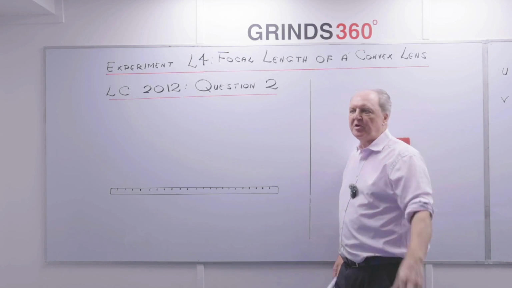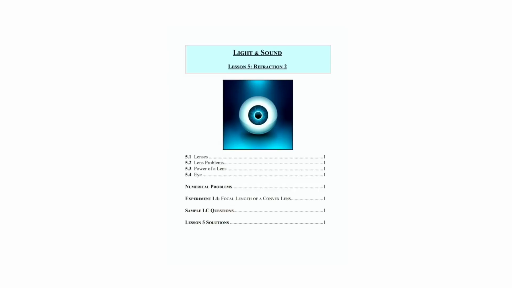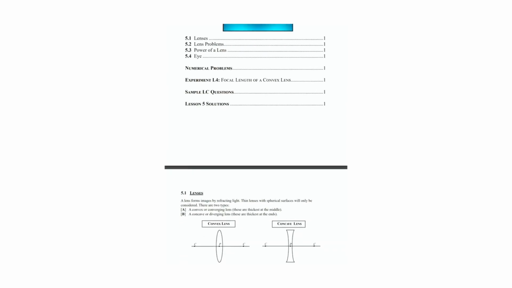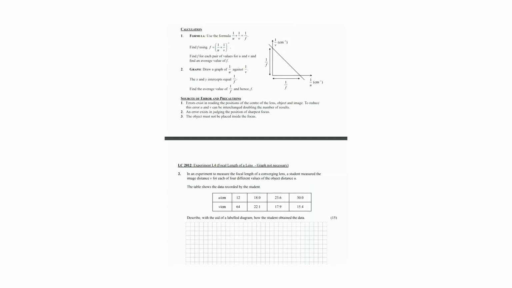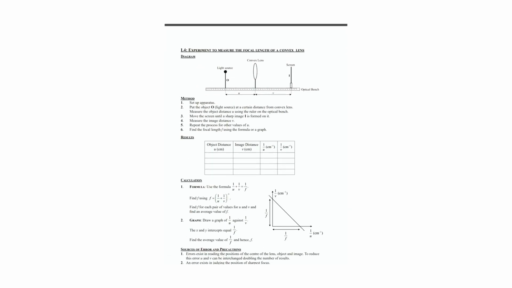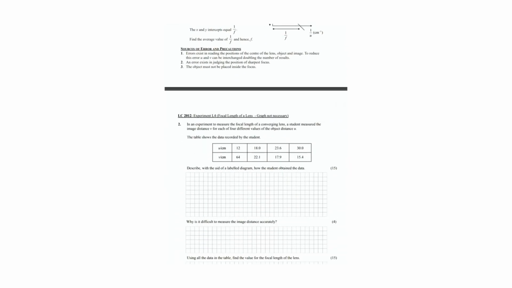Now, where will we find this in our notes? Well, go to your notes and you want to go to lesson number 5, refraction 2. Scroll down towards the end of here. We will have the experiment itself. So here's my experiment, experiment L4, where you've got a convex lens placed between a light source and a screen. So the question I'm going to do is Leaving Cert 2012, experiment L4.